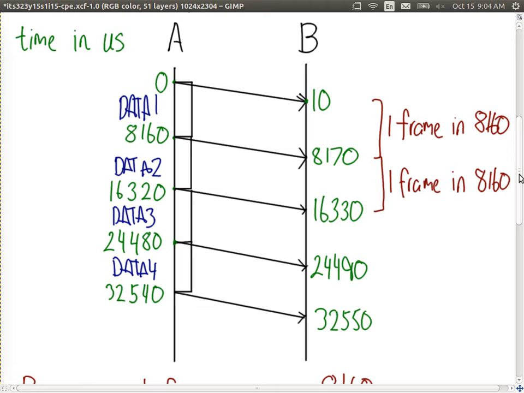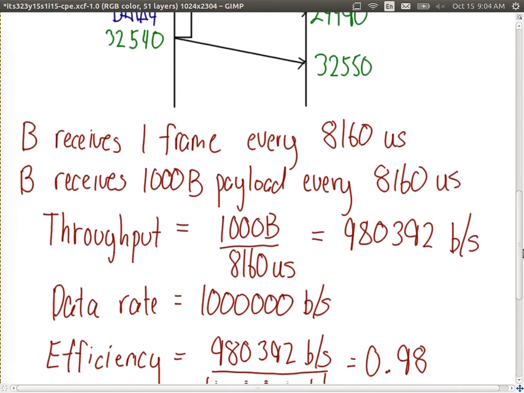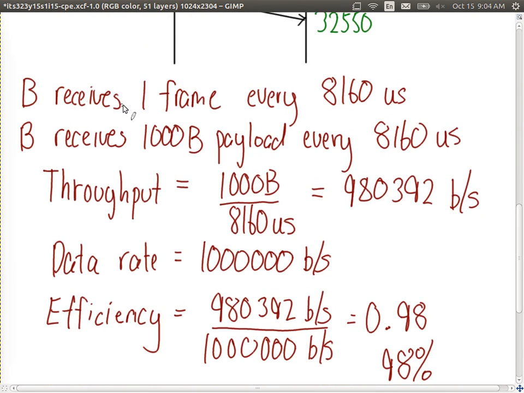Each frame contains, we did some calculations, each frame contains 1,000 bytes of payload. So we can say B is receiving 1,000 bytes of payload every 8160 microseconds. And that gives us our throughput, which we calculated to be about 980,000 bits per second. Our data rate, 1 million bits per second. Throughput, 980,000 bits per second. Which gives us an efficiency of about 98%.